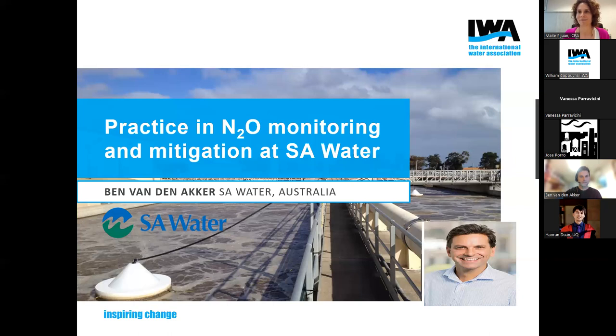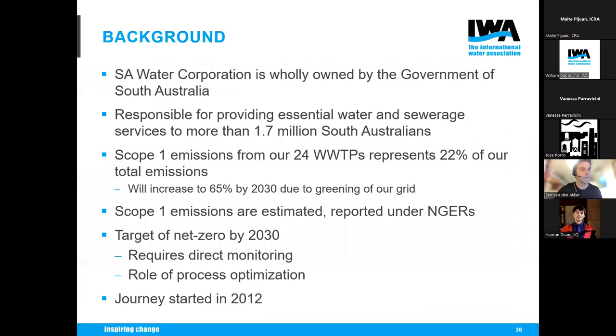Thank you very much. Okay, here we go. So just to provide some background, I'm from South Australia. We are owned by the government of South Australia. We are responsible for providing water and sewage services to more than 1.7 million South Australians. And scope one emissions from our 24 wastewater treatment plants represent around 22% of our total corporate emissions. These scope one emissions are set to increase to 65% by 2030 due to greening of our electricity grid.